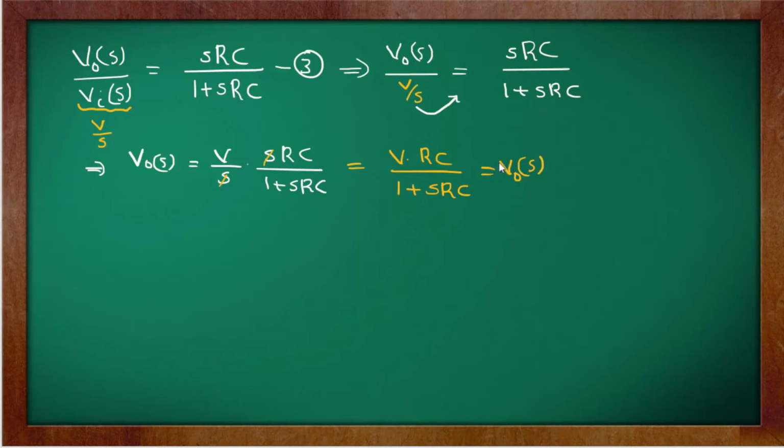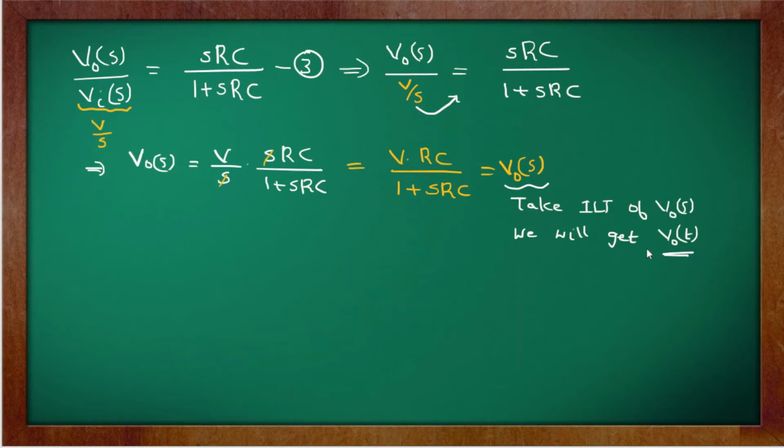Now, if you just take the inverse Laplace transform of V naught of S, we will get what? We will get V naught of T. This is what we want. This is actually the response to step input.